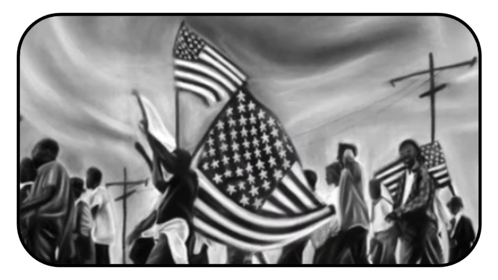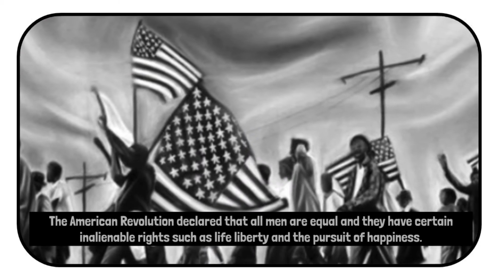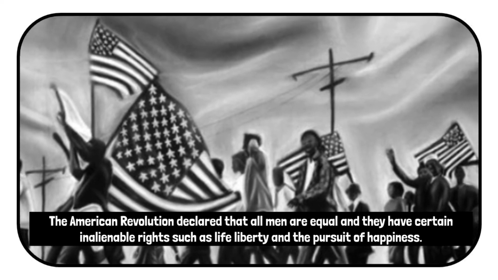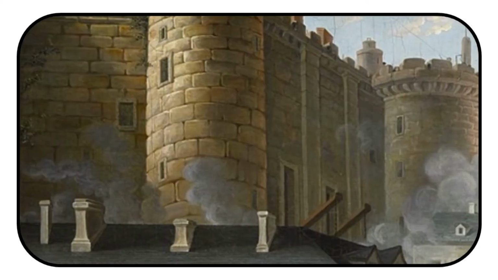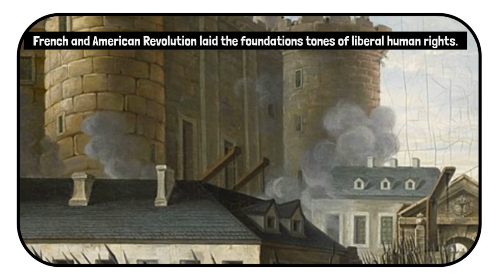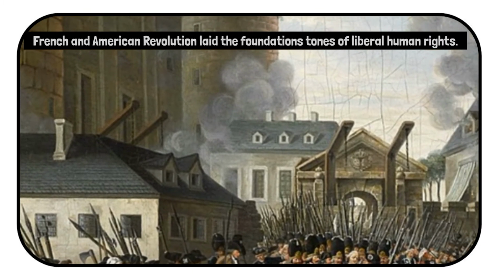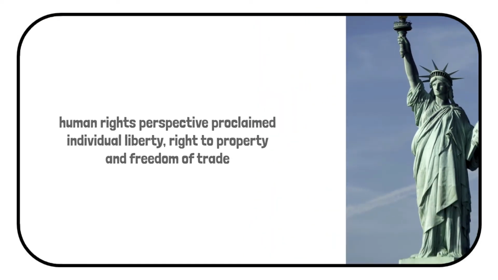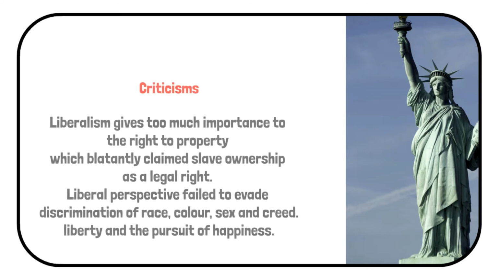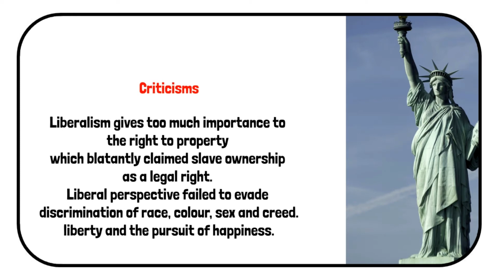The American Revolution declared that all men are equal and they have certain inalienable rights such as life, liberty and the pursuit of happiness. The French and American Revolutions laid the foundation stones of liberal human rights. Even though the liberal human rights perspective proclaimed individual liberty, right to property and freedom of trade, it has invited a wide range of criticism. First and foremost, it gives too much importance to the right to property, which blatantly claimed slave ownership as a legal right. The liberal perspective failed to evade discrimination of race, color, sex and creed.